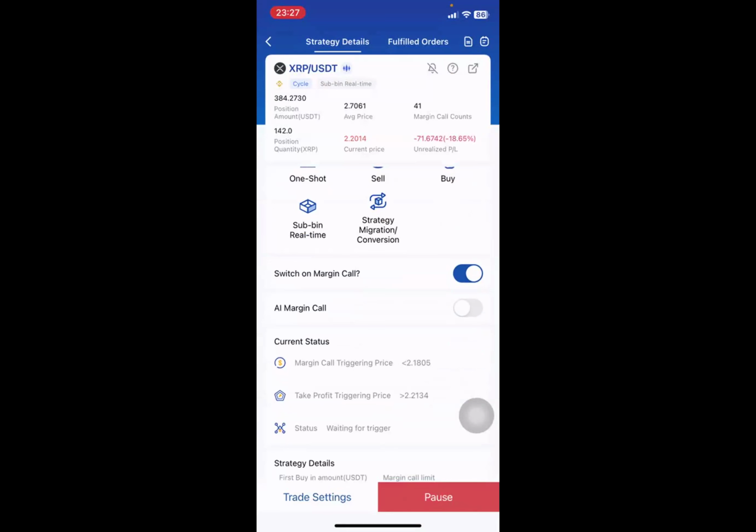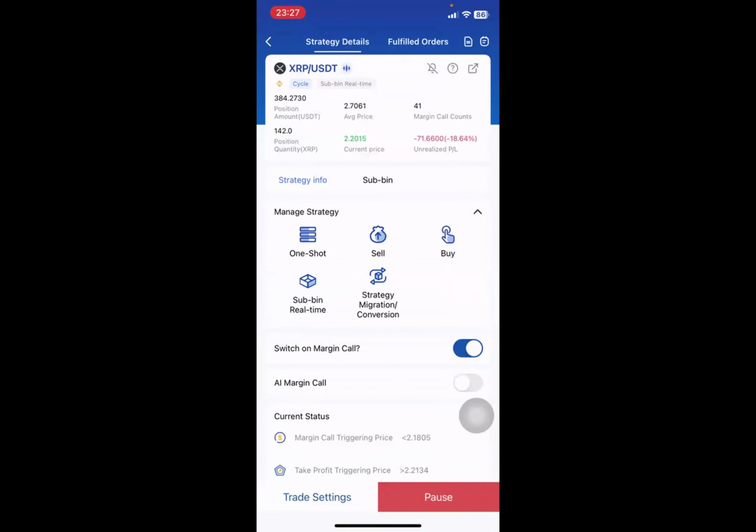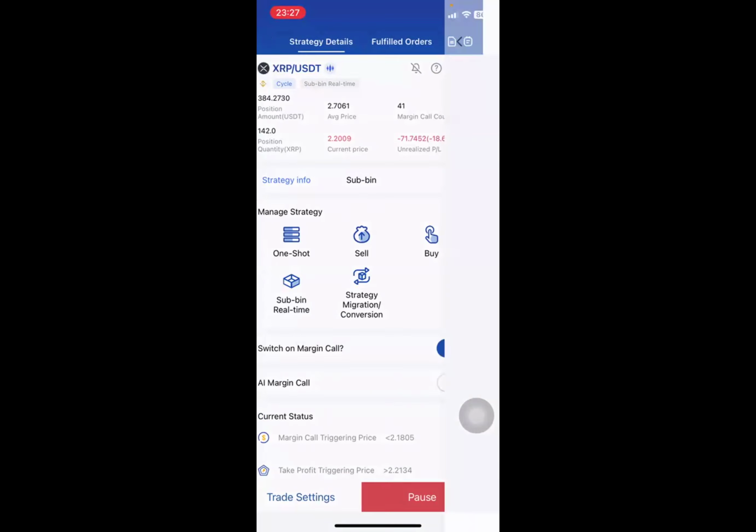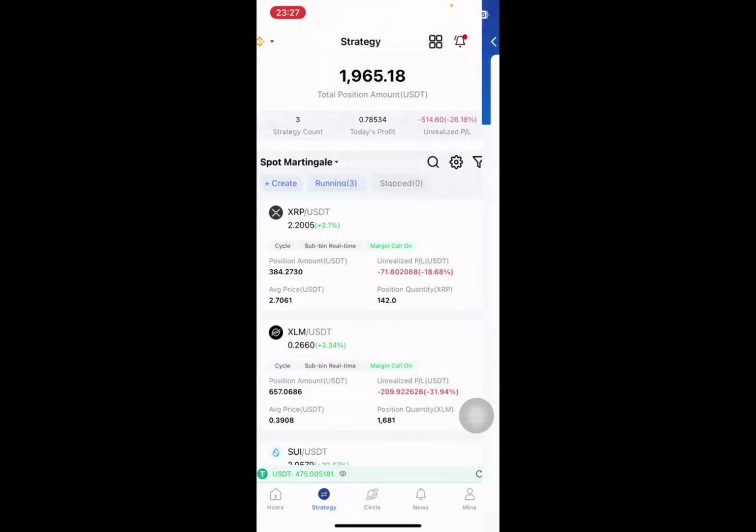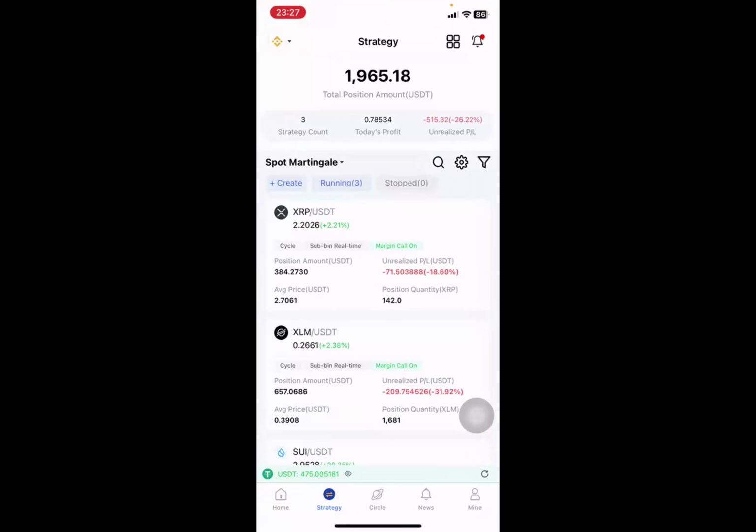Tap on the log. The log is beside the transaction record. Click on that button. Okay, XRP stop. That was 1:50. Start strategy. Okay, we just started it. You failed to sell. Status code 500 content. Failed to verify signature. Okay, go back with the arrow. So that is why it stopped. It couldn't sell. I think it was due to the rate at which the coins were really going up.